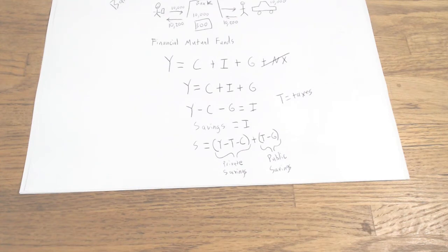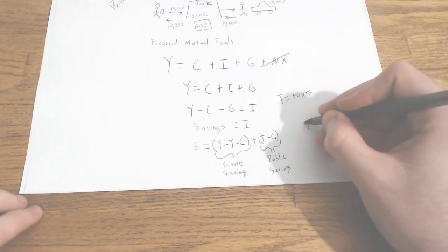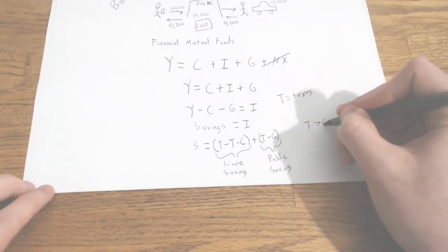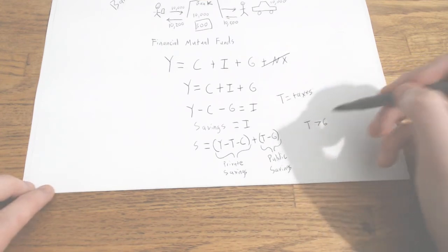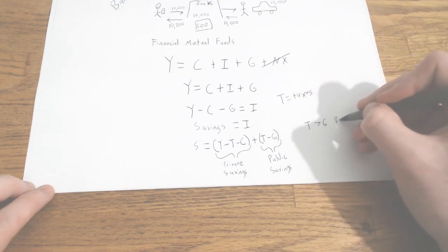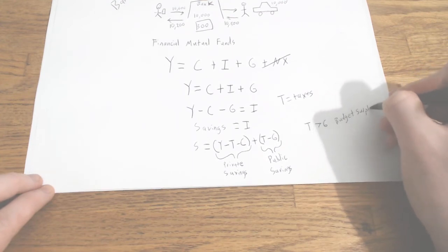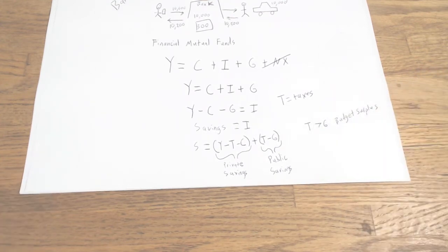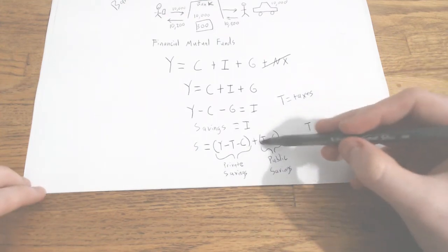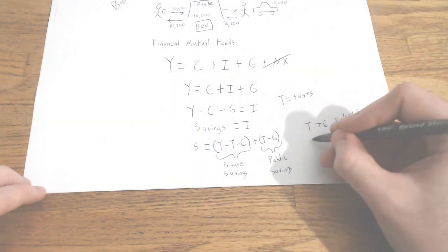Let's consider what happens with T and G. If T is greater than G, that means our taxes are greater than our government spending. That means we are going to have a budget surplus. It means the government is saving more than it's spending, or it's earning more than it's spending. So it must be saving some, which would make this whole side positive, which means our savings would be greater, right?